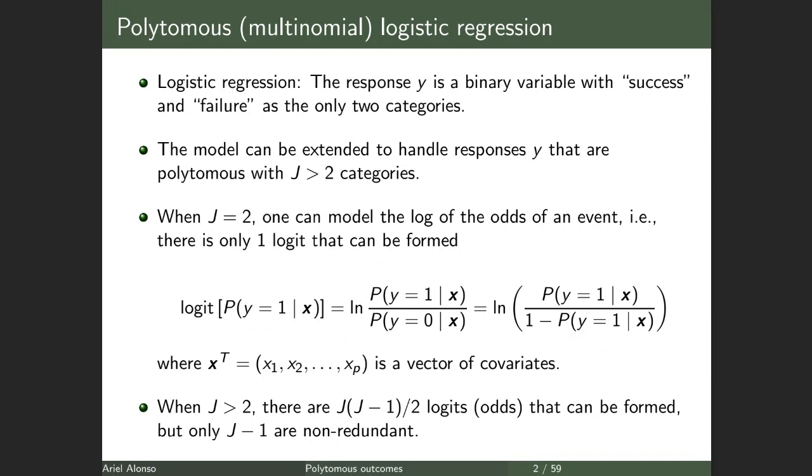And by the way, this vector x that we're putting over here is just a vector of covariates. We have p covariates, so p minus 1 covariates if you consider that x1 is just the intercept, a constant equal to 1.